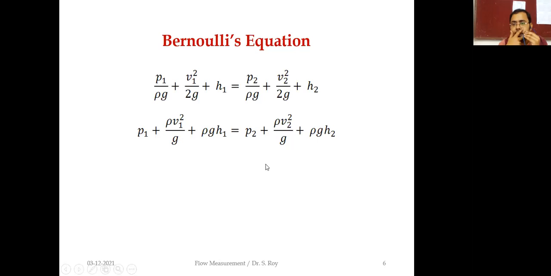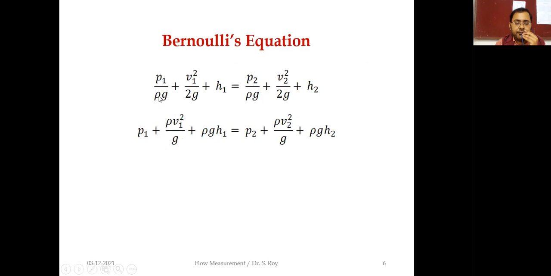Now, if I write down the expression for Bernoulli's equation, it looks like P1 by rho g, the pressure head at point number 1, plus V1 square by 2g, the velocity head at point number 1, plus H1, the elevation head at point number 1, equals P2 by rho g plus V2 square by 2g plus H2. So this is the equation of Bernoulli's theorem.